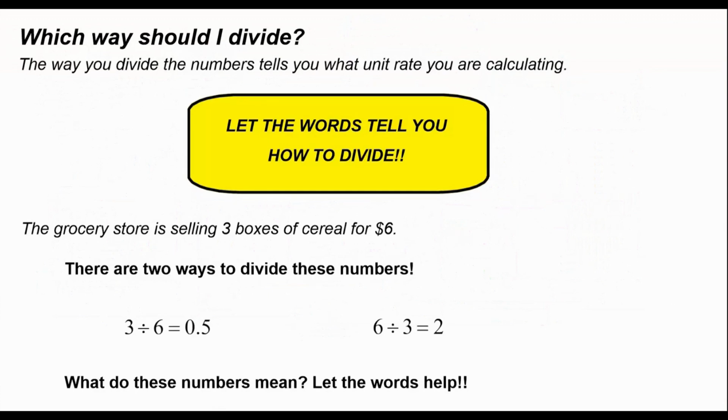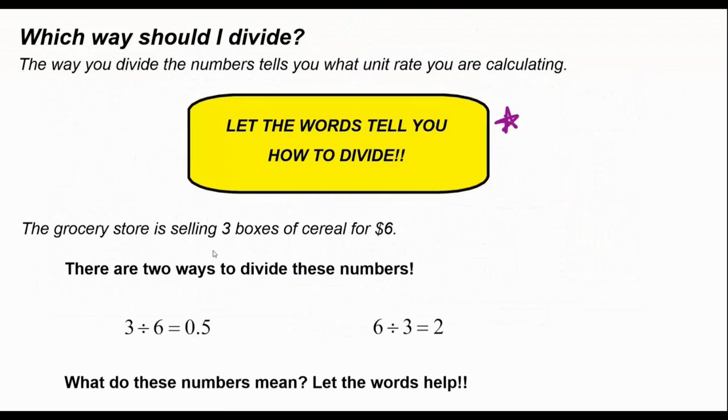Well, we know that if we divide numbers 2 different ways, we'll get 2 different answers. So how do I know which way to divide the numbers? My tip is to let the words tell you how to divide. We're going to let the labels of our numbers tell us which unit rate we're finding. So let me give you an example.